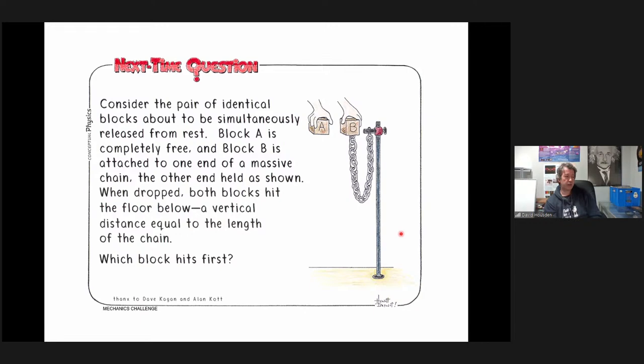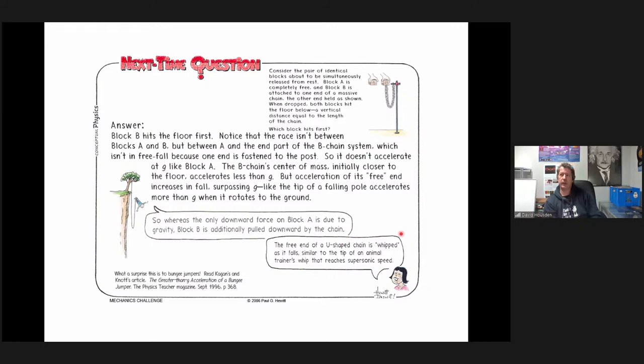So this one's interesting, right? Which block hits first? So it's B. The block B hits first. Notice that the race isn't between blocks A and B, but between A and the end part of the B chain system, which isn't in free fall because one end is fastened to the post. So it doesn't accelerate at G like block A.